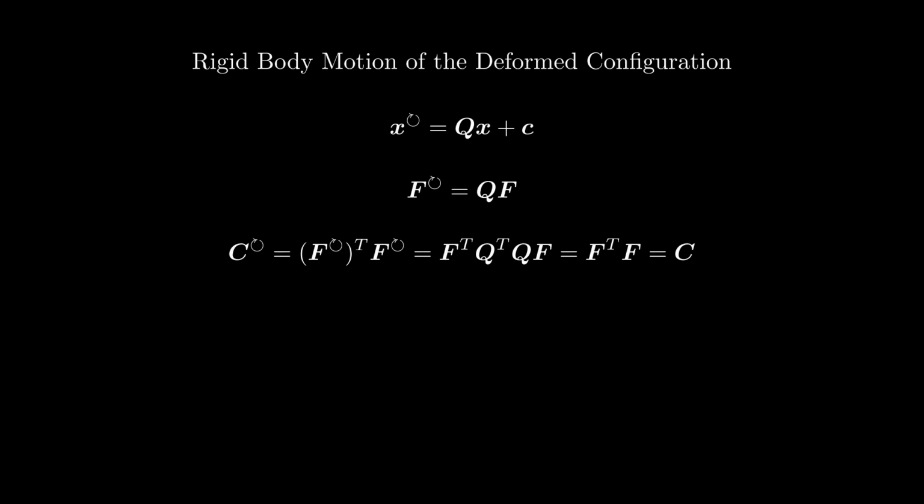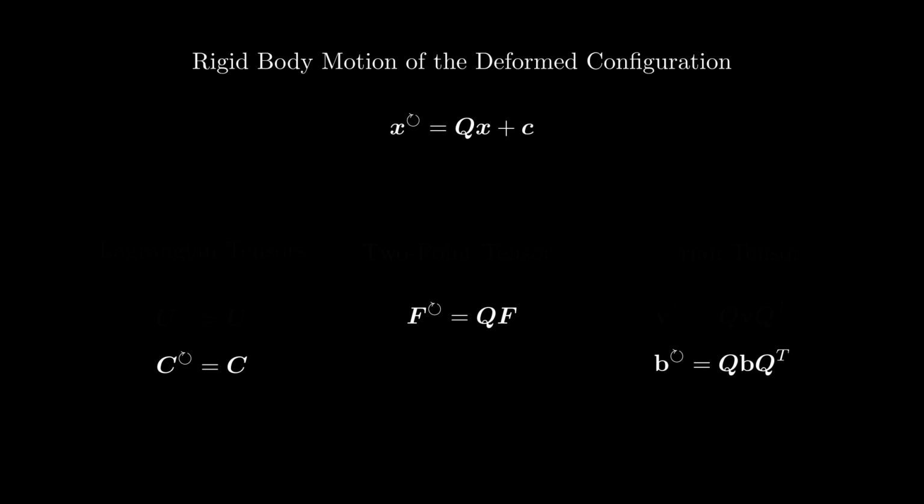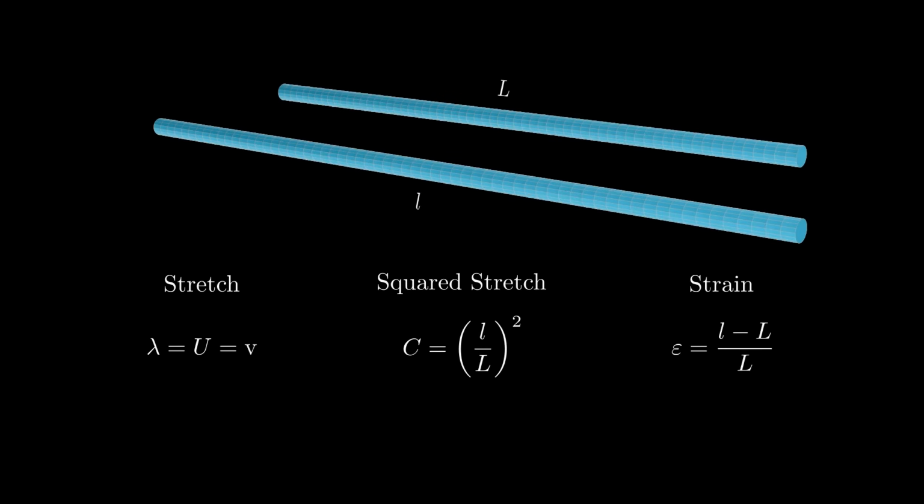This becomes clear when we apply a rigid body motion to an already deformed configuration. Using the fact that Q transpose Q is equal to the identity, we find that C arrow is equal to C. This is not possible for the left Cauchy-Green tensor, for which we find that B arrow is equal to Q B Q transposed. So C is a Lagrangian tensor, while B is an Eulerian tensor. Note that in the one-dimensional case, where we have no rotations, C and B are both equal to the squared stretch.